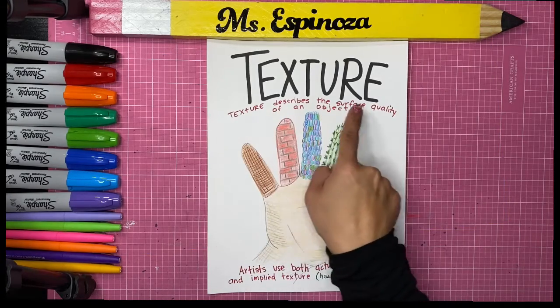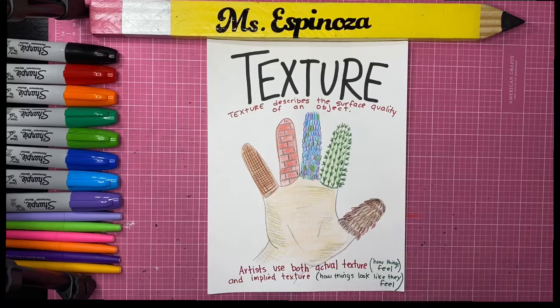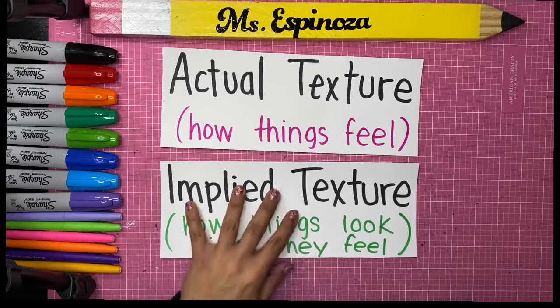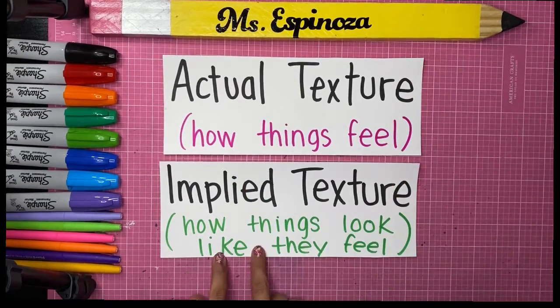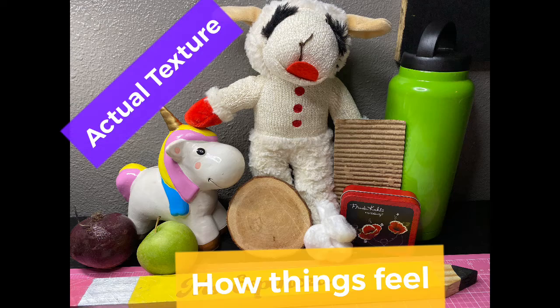So texture describes the surface quality of an object. Artists use both actual texture and implied texture in artwork. So we are going to talk about two different types of texture. Actual texture, which is how things feel, and implied texture, which is how things look like they feel.